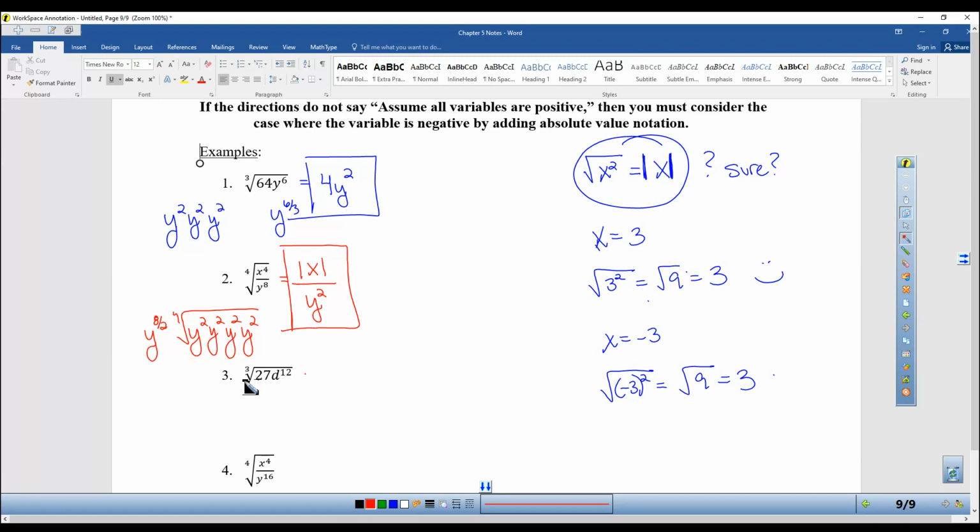The next one's a cube root. Does it need the absolute value? No. You only need to worry about absolute value when the root is even. So this is odd. You don't have to worry about it at all. The cube root of 27 is 3. The cube root of d to the 12th is d to the 4th.